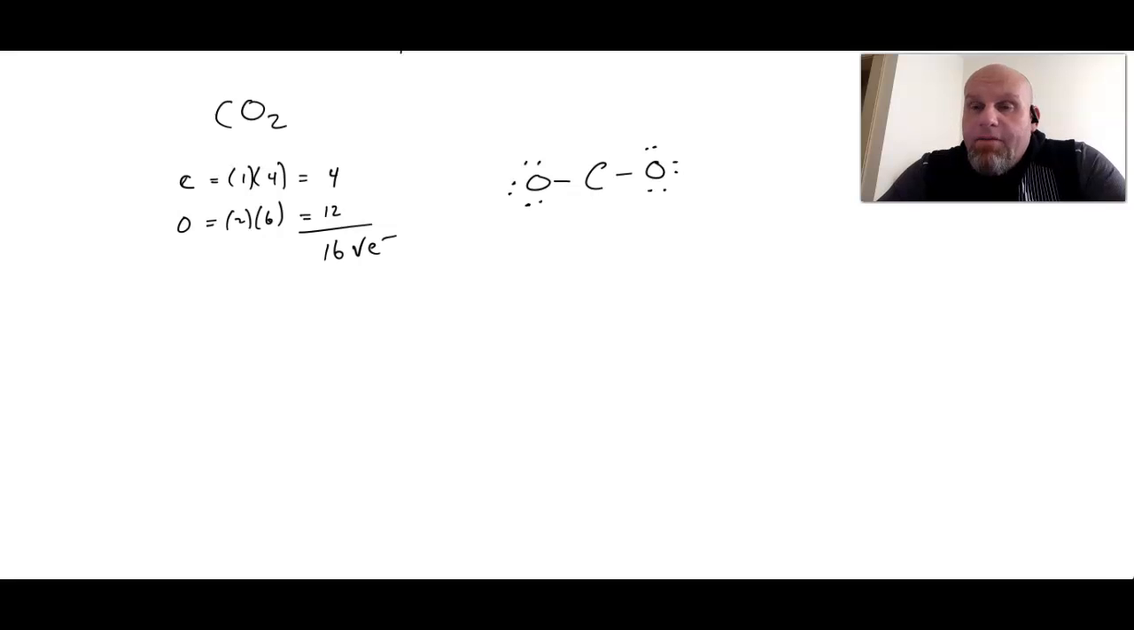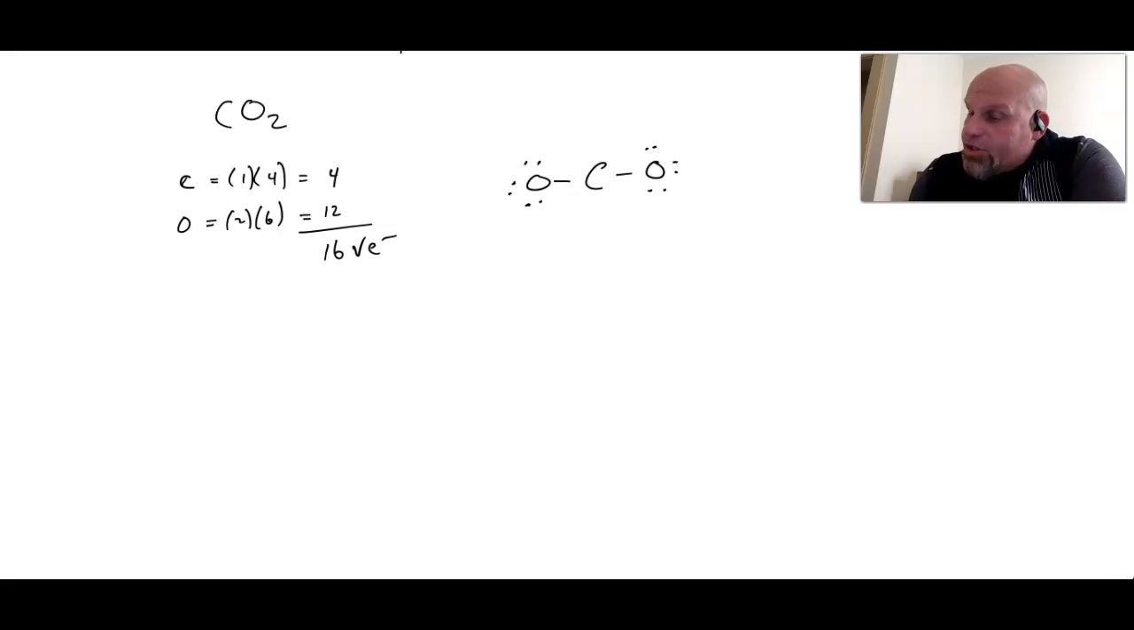So maybe on my first attempt, I come up with a structure like this for CO2. Now, the goal here is to fill every atom's octet. So I want to take a second and see if I've done that. As I look at this, you can see that I have done that for the oxygen, but not for the carbon.